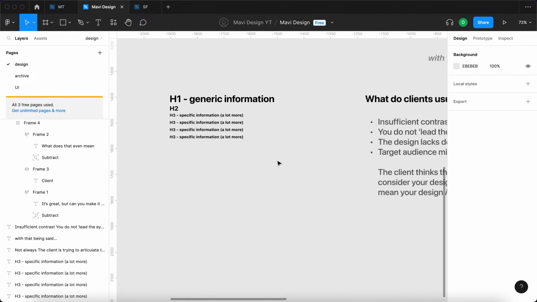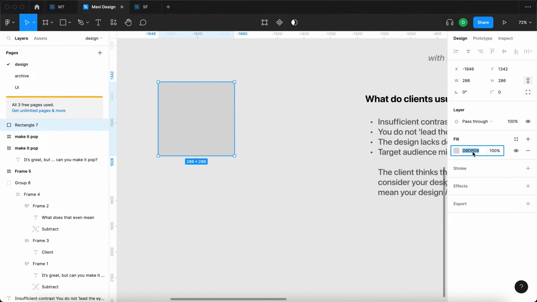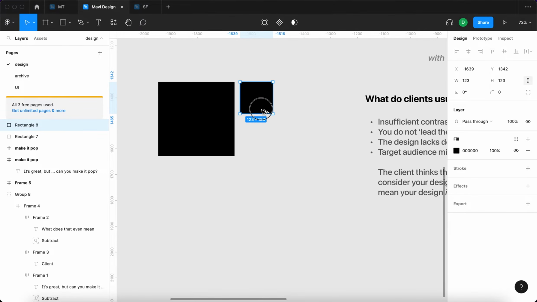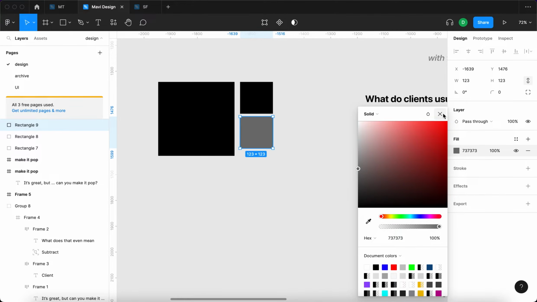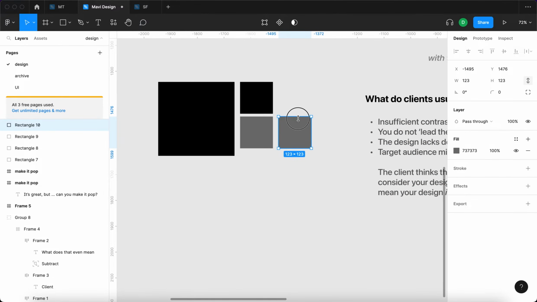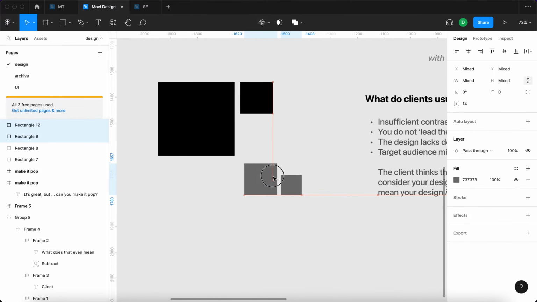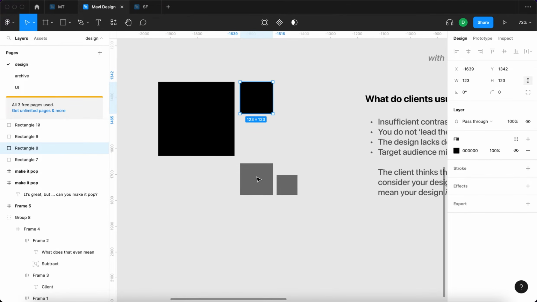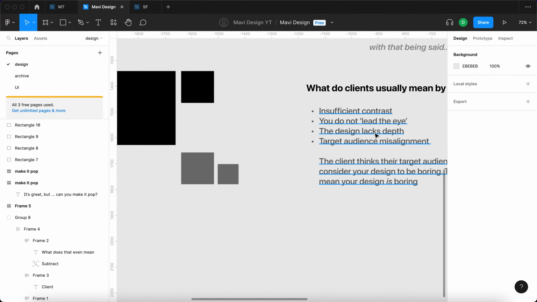This doesn't happen just with headlines, but also with objects, right? So if you have a huge rectangle, then you have a smaller one, then you have a rectangle that is lighter in color, and then you have one that is lighter but also even smaller, right? So here, for example, it's absolutely clear what's happening: you want the user to first take a look here and then notice the remaining rectangles. I'm using contrast as well as size to lead the eye.